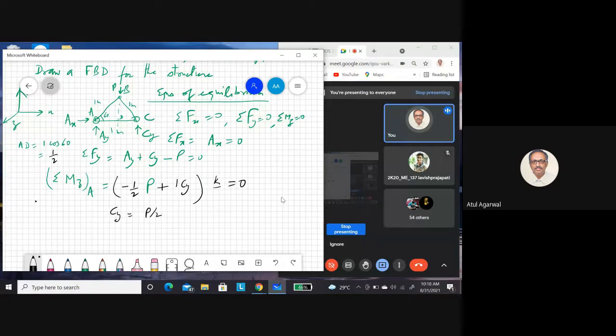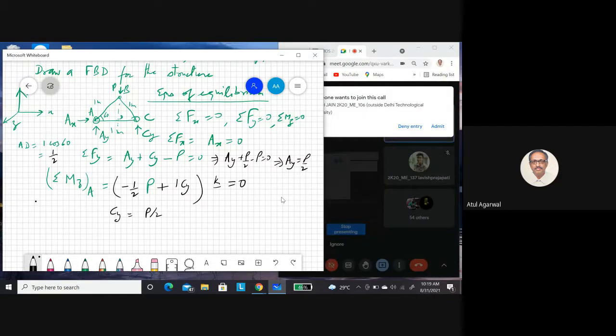Now you look at this equation, Ay plus P by 2 minus P is equal to 0 implies Ay is equal to P by 2. So you know your Ay and Cy. Also by symmetry, you see this entire structure is symmetrical and force P is vertically downwards. So by symmetry also you could have said Ay and Cy are equal to P by 2. So we have done it full-fledged.